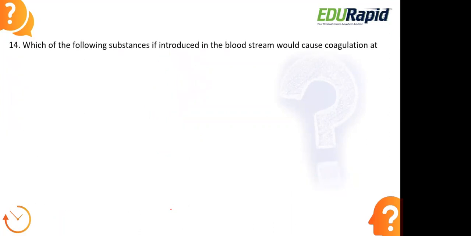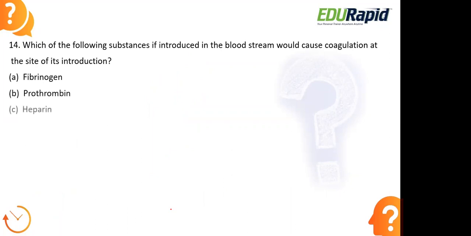Which of the following substances, if introduced in the bloodstream, would cause coagulation at the site of its introduction? Fibrinogen, prothrombin, heparin, thromboplastin. Okay, let us look at the right answer. The right answer is option D, thromboplastin.